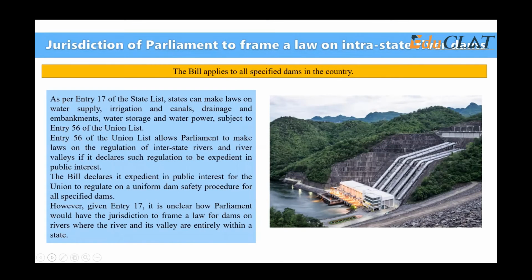Talking about the jurisdiction of Parliament to frame a law on intra-state river dams, this bill applies to all the specified dams of the country. As per entry 17 of the state list, states can make laws on water supply, irrigation, canal, drainage, and embankments, water storage, and water power subject to entry 56. Entry 56 of the Union list allows Parliament to make laws on the regulation of interstate rivers and river valleys if it is declared that any such regulation is expedient in public interest. This bill declares it expedient in public interest for the Union to regulate a uniform dam safety procedure for all the specified dams in the country.